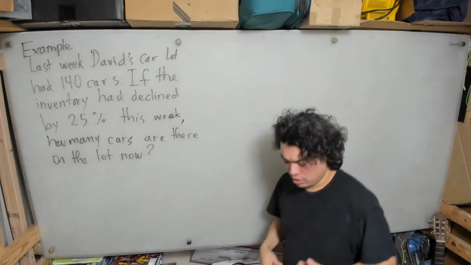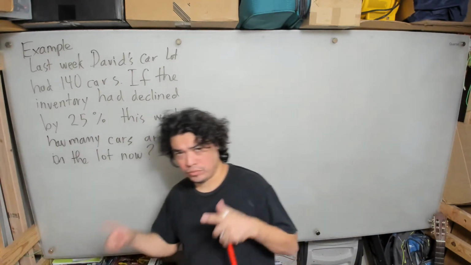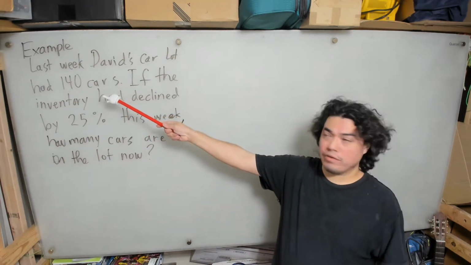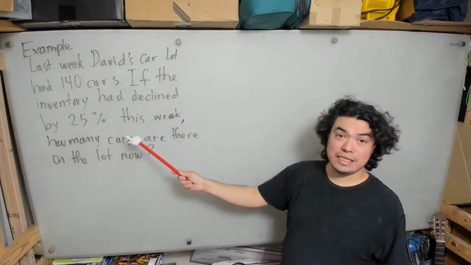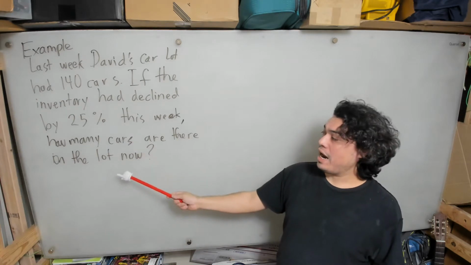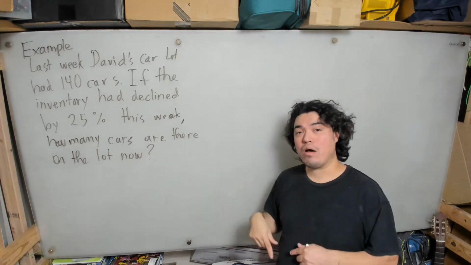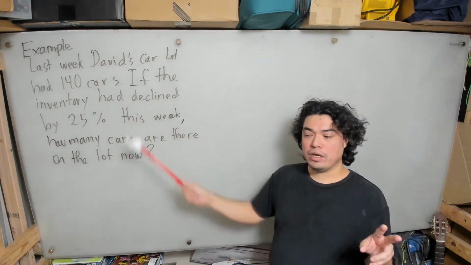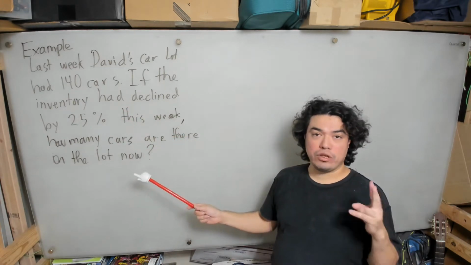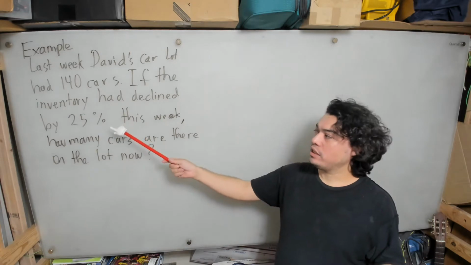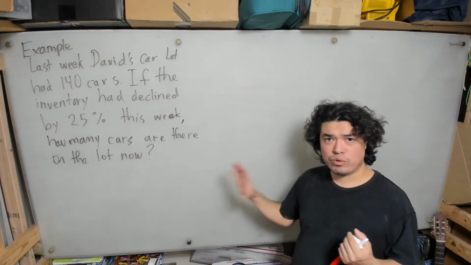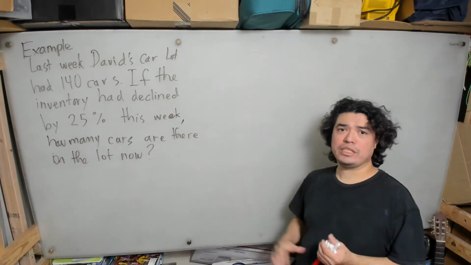Okay. So now, just reading the question, we can see that we have a value for last week, 140. We have a percent decline of 25%, and we're asking how many are on the lot now. Since that was the value last week, that'll be our before value. Our after value will be the value we're missing, and our percent decrease is 25%. So let's list what we have first. Then we're going to proceed to systematically solve the problem.